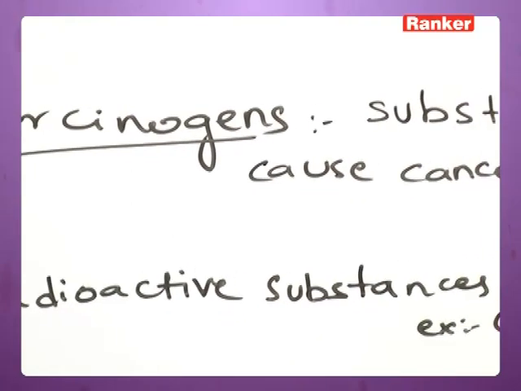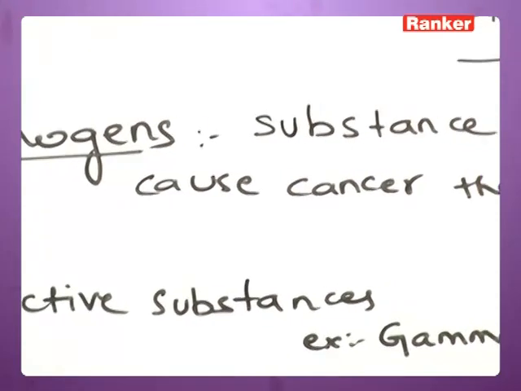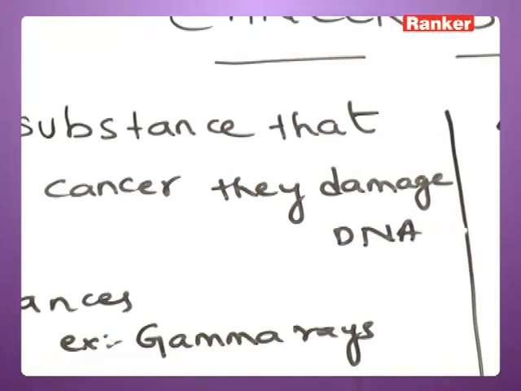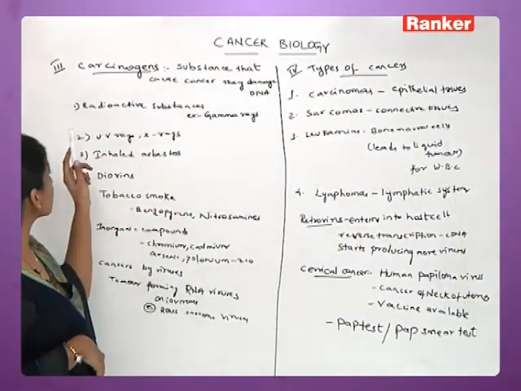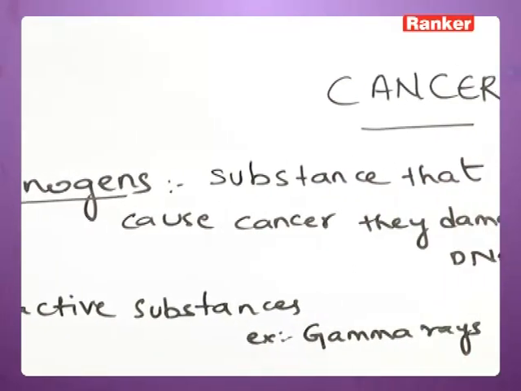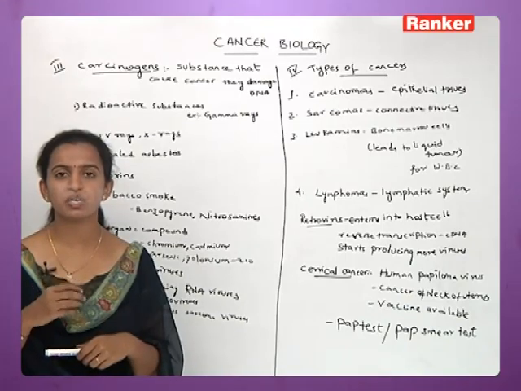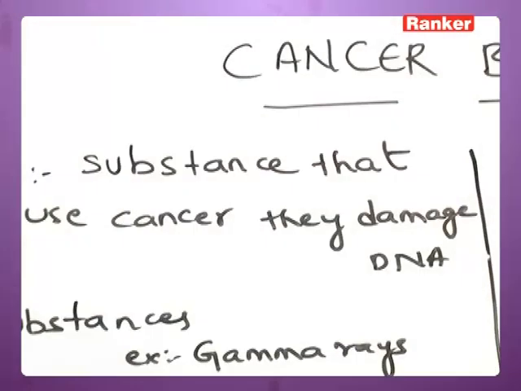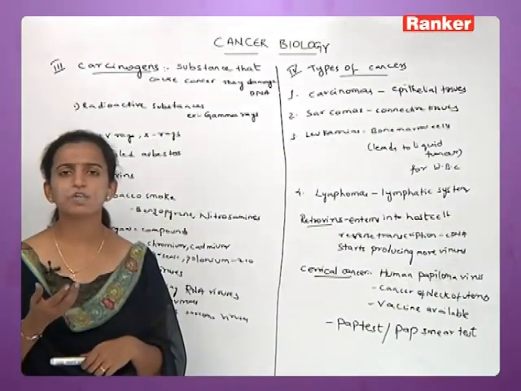Now let us see what actually causes the cancer, why we are undergoing these sorts of cancers. So let us see here. Now you can see carcinogens, the substances that cause the cancer, they damage DNA. So what are these things which cause the cancer? Why is this cancer taking place? They damage your DNA. That is nothing but a kind of mutation.